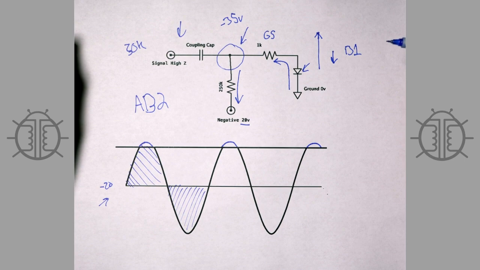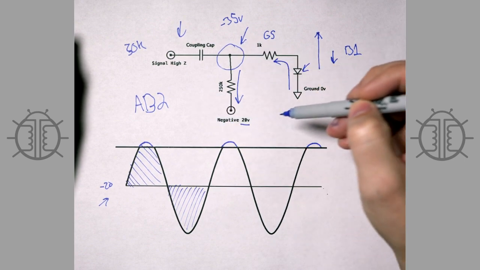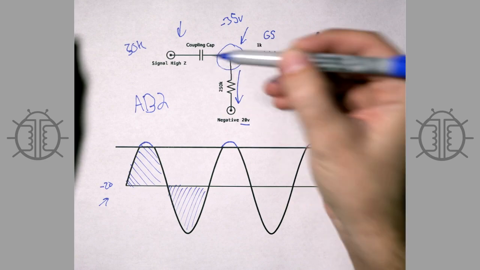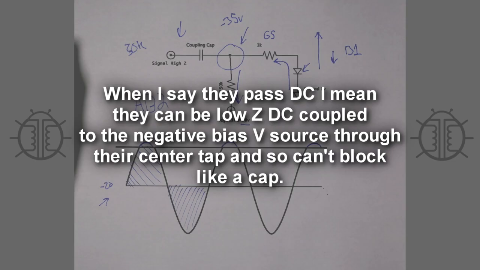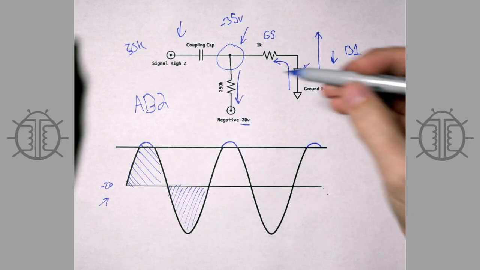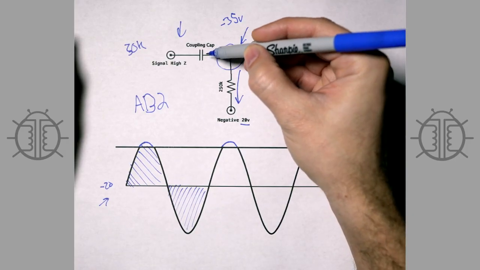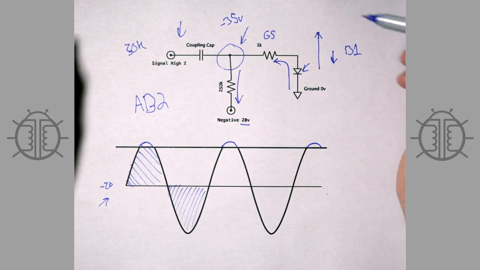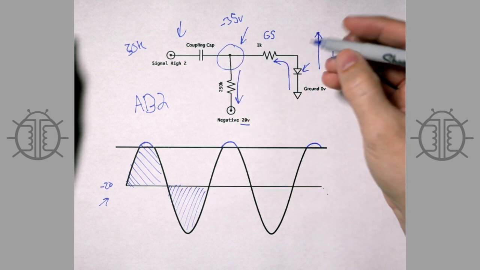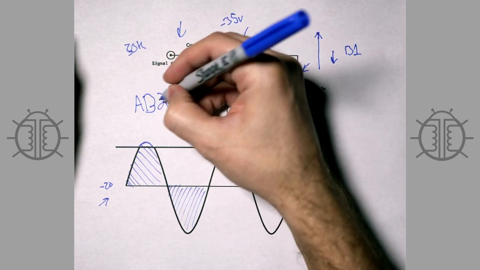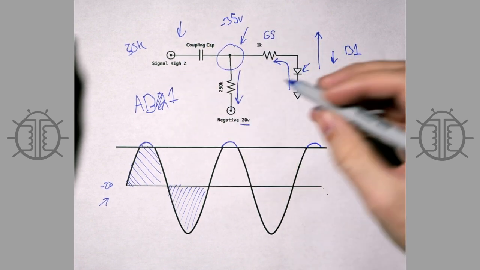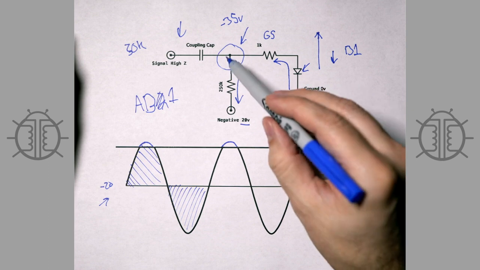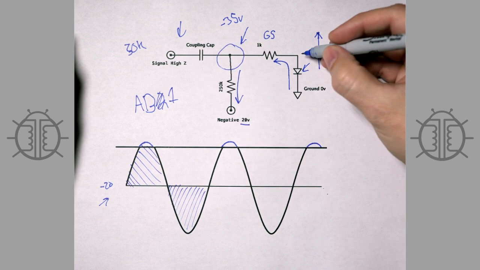Another way of doing it is to couple with a transformer. And transformers obviously pass DC, so they don't block. So there's no blocking distortion. However, just because you're transformer coupled doesn't mean that you're low impedance enough to drive to positive voltage. So it may still be AB1, even if you're transformer coupled. And what that means is there's no charging of this cap, but you still may have clipping.